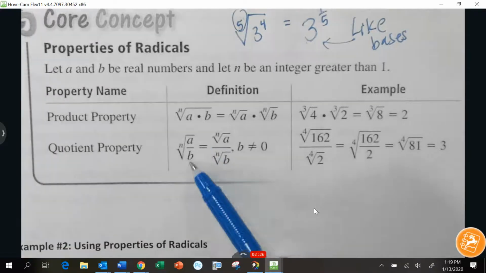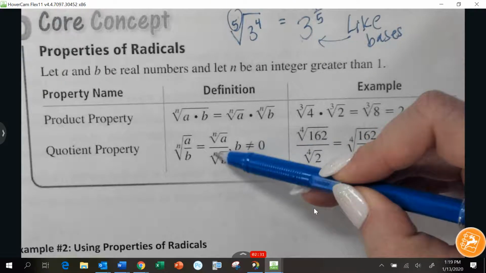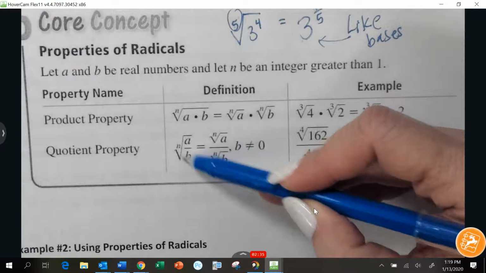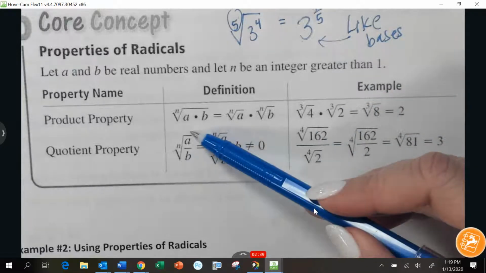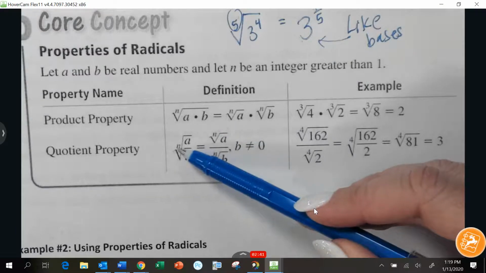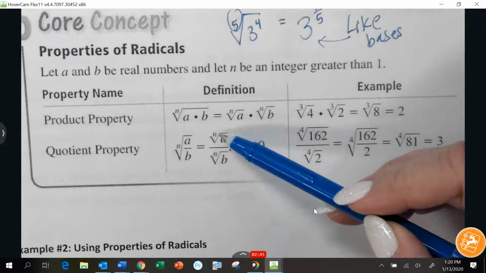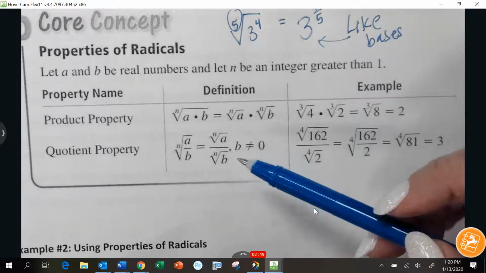And the quotient property is the same way. If I am dividing the same index, I can actually divide what's underneath the index with the same index around it. Or if I have a root of a fraction, I'm allowed to separate that root into separate pieces. It just depends which way helps you more.